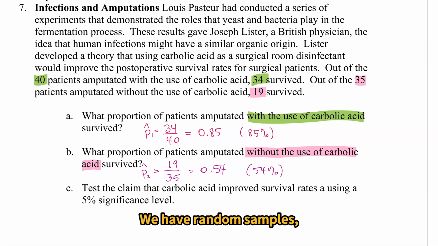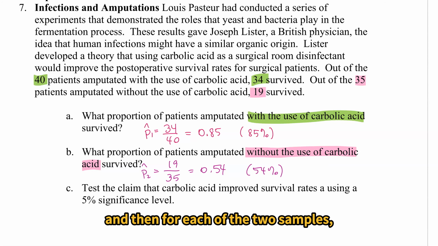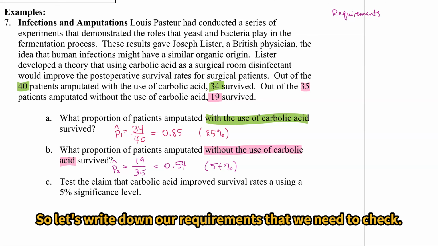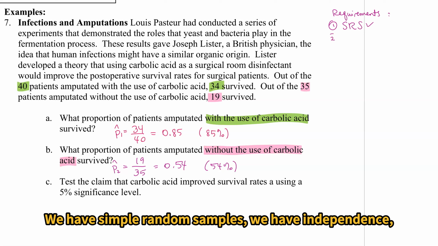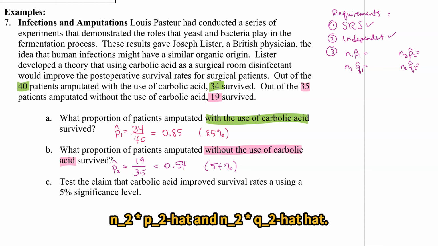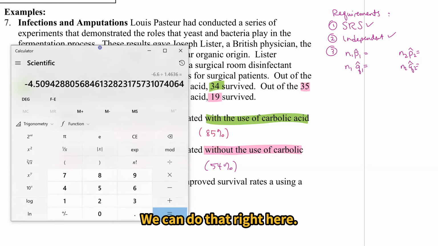So we're going to test the claim that carbolic acid improved survival rates using a 5% significance level. We have random samples. The sample data are independent, and then for each of the two samples, we need to check n times p and n times q. So let's write down our requirements that we need to check. We have simple random samples. We have independence. And then we need to calculate n1 times p1 hat, n1 times q1 hat, n2 times p2 hat, and n2 times q2 hat. We can do that right here.